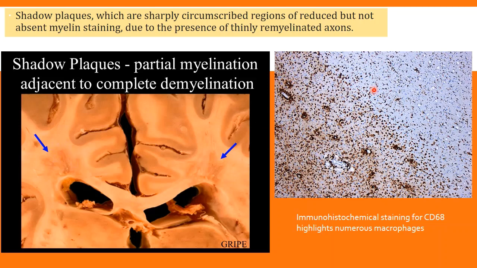And what do you see here? You see the characteristic CD68, which has highlighted the numerous macrophages in this demyelinated area. So there is a zone of demyelination, as you can make out here in this brown area, and that demyelinated area is surrounded by a zone of remyelination, resulting in the characteristic shadow plaque formation.